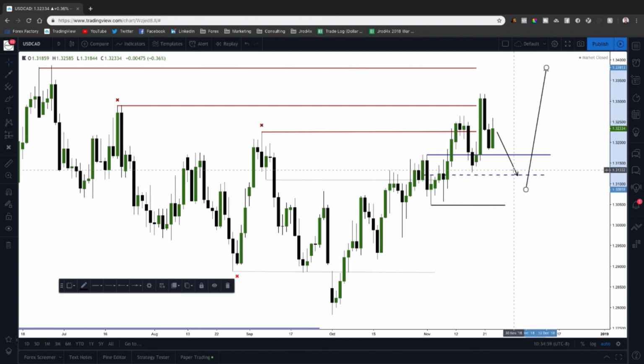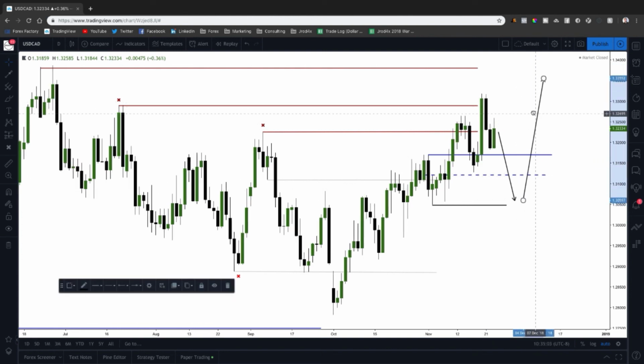But if we close below the 50% level, then we're going to have to anticipate potential lower prices or a consolidation. So we'll look for a retest of that level and a continuation lower.